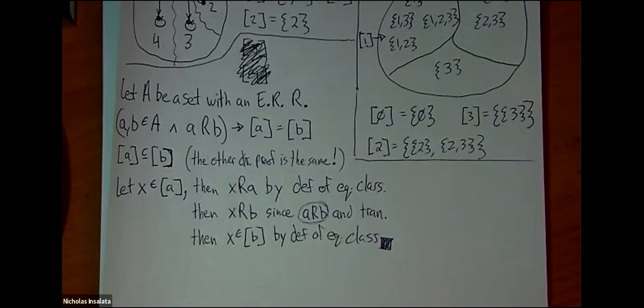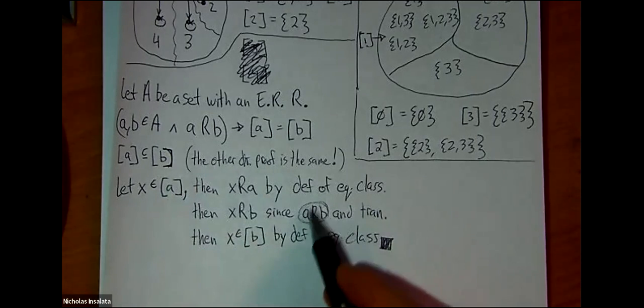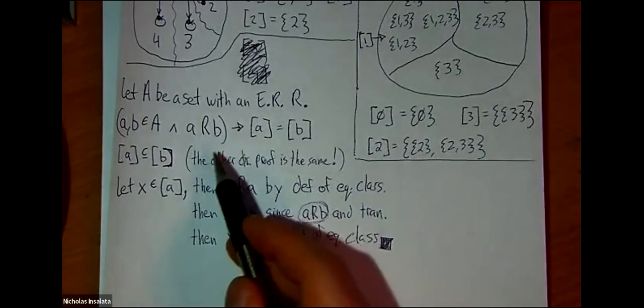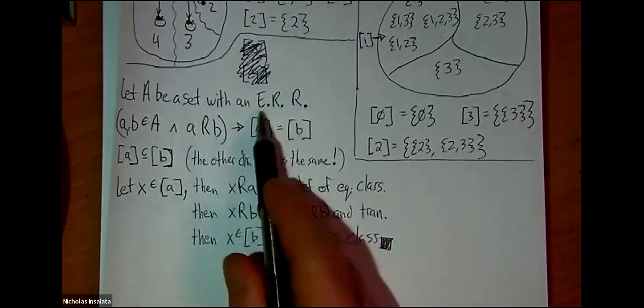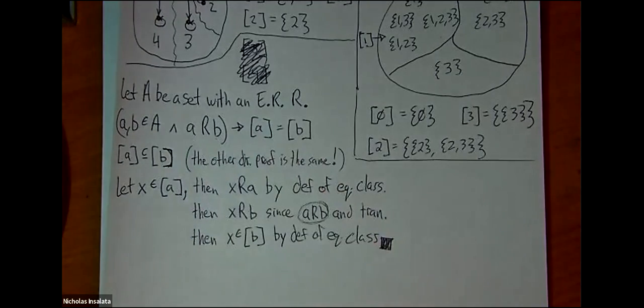Symmetry. Good. Because if we start with B and we're going toward A, then we would need B relates to A in order to use transitivity. But we do have that because we can use symmetry on this premise because R is an equivalence relation, right? So that's the only little gotcha in going the other direction, is you have to use symmetry as well.